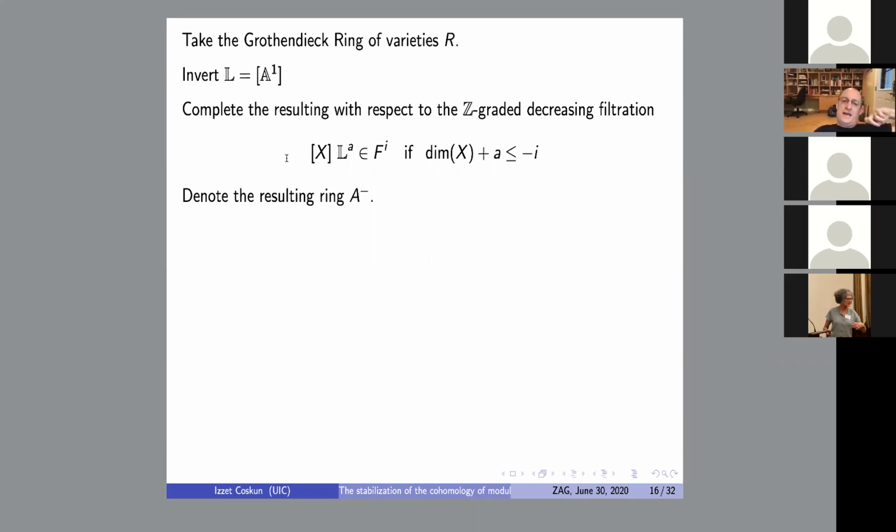You say that the class of a variety X times L^a is in the i-th piece of this filtration if the dimension of X plus a is less than or equal to minus i. The way you should think about this is to think of putting negative powers here. That's the kind of game that we're going to play. You complete the ring and we will call the resulting ring A minus. This is sometimes called the ring M, but it gets very confusing when you call it M and you have moduli spaces floating around. So we'll just call it A minus.